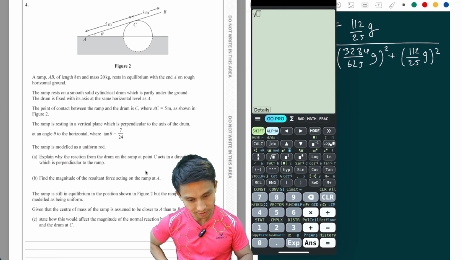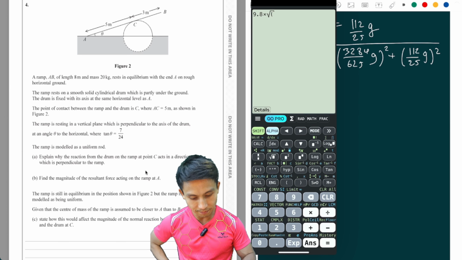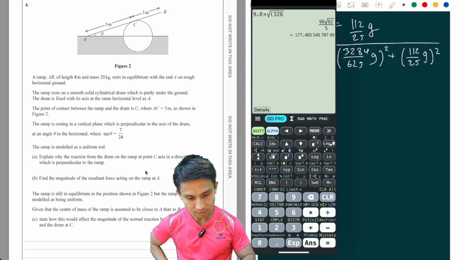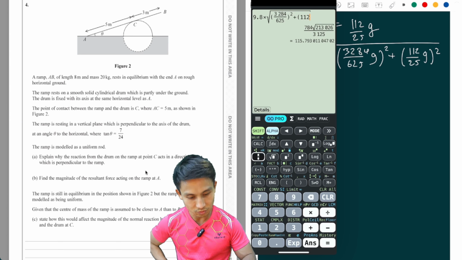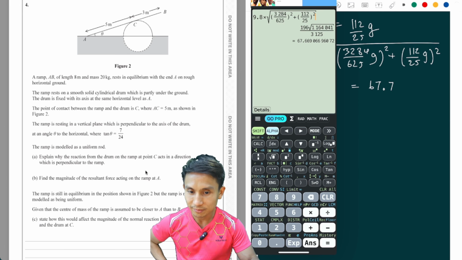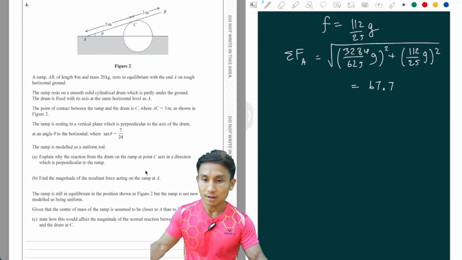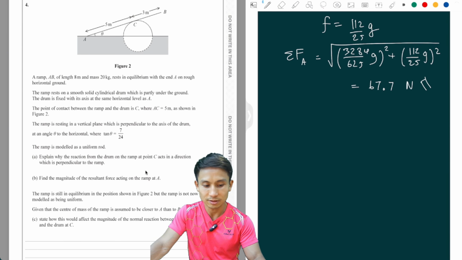I'm just going to take g outside here because both terms have g squared, and in the square root I only have 3284 divided by 625, squared, plus 112 over 25, squared. So that's about 76.7. I'm just going to keep 3 significant figures there. That's the resultant force.